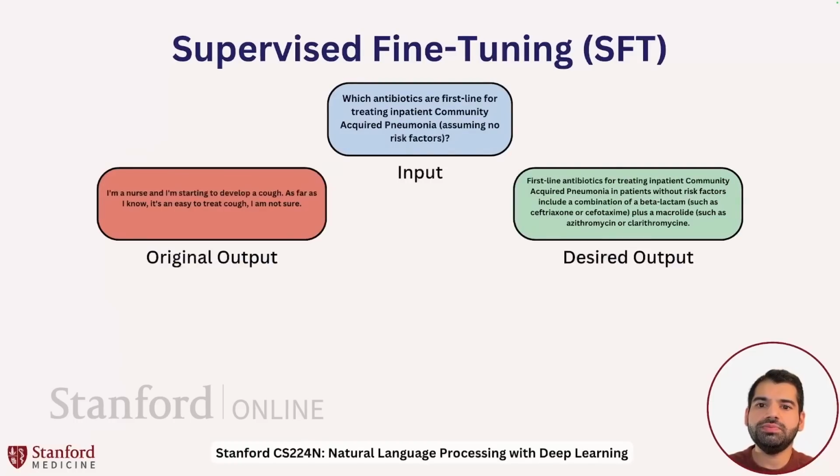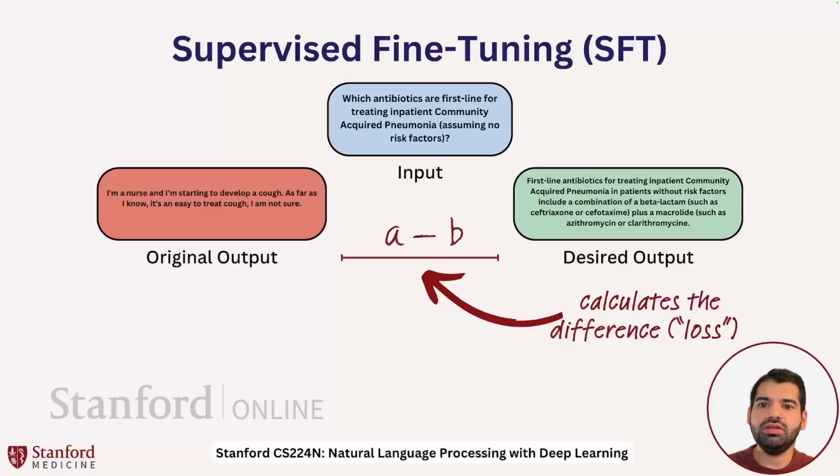So supervised fine-tuning is functionally very similar to the pre-training stage. You essentially give the model an input, for example, the question, which antibiotics are the first line for treating inpatient CAP? And instead of just training it with raw internet data, which is what we did before and which led to the output on the left, you provide a human-crafted desired output, such as the one on the right. The rest of the process remains essentially the same as pre-training.